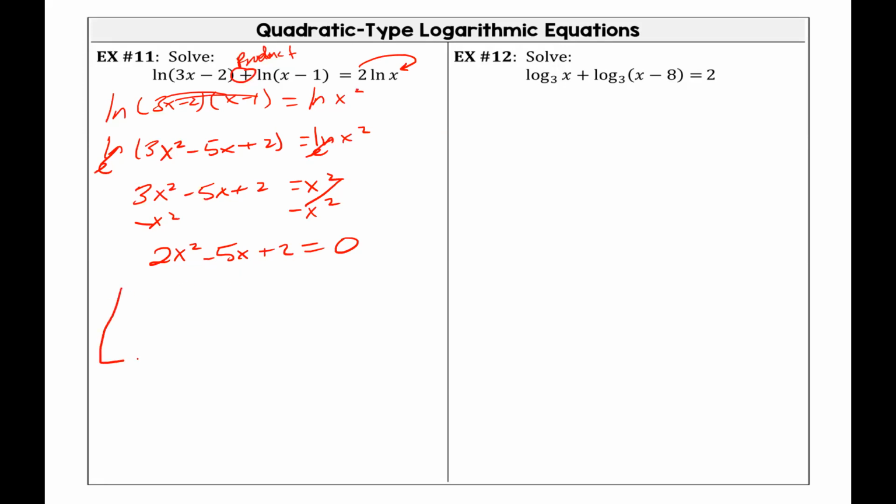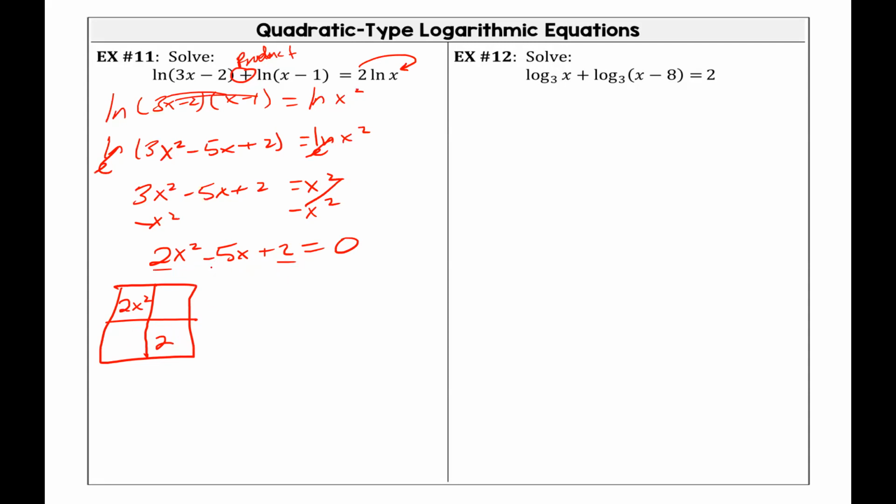Do it really quick. It's just reverse box. To me, the visual helps. So you have 2x squared and you have 2. And you want to know what two numbers go in this box that will multiply to give you 4x squared, but add to give you negative 5.